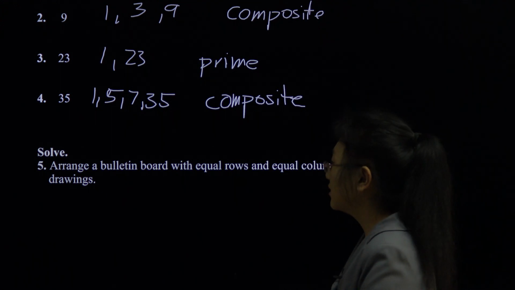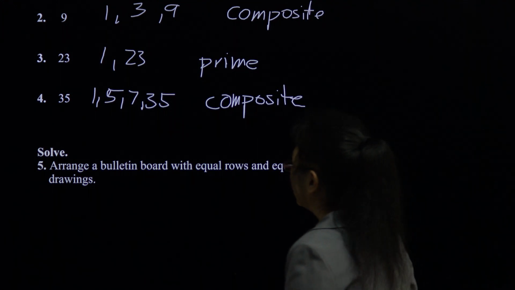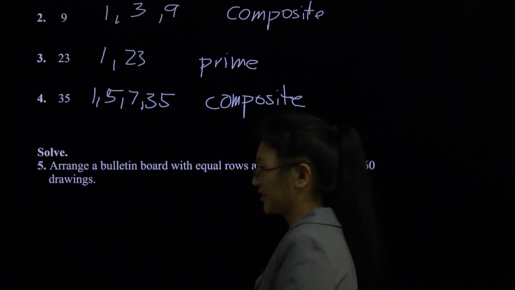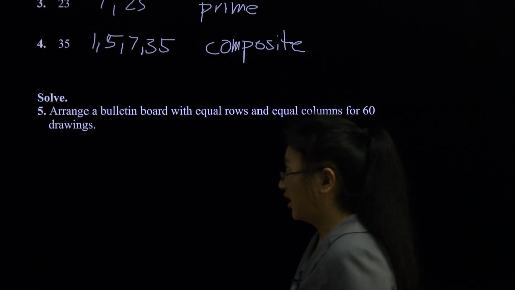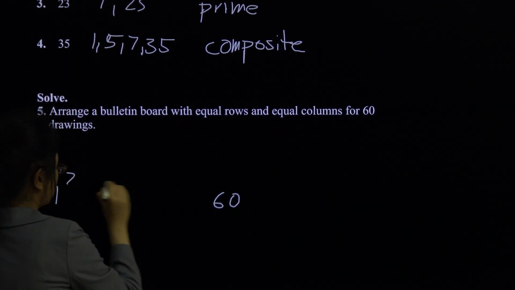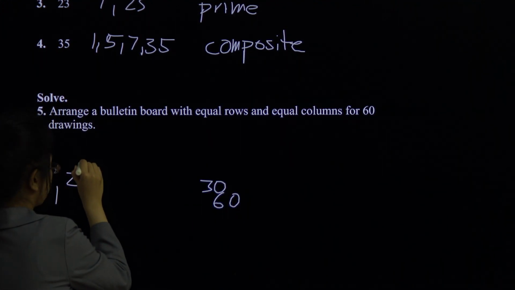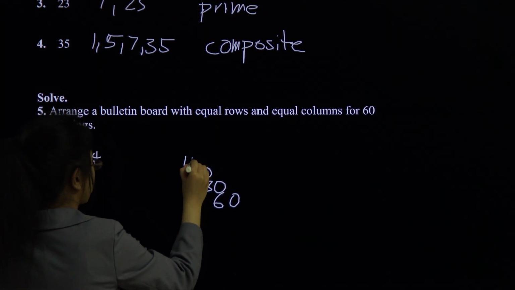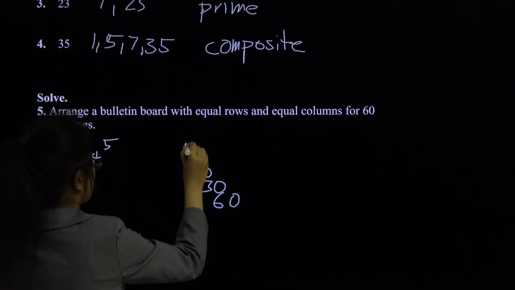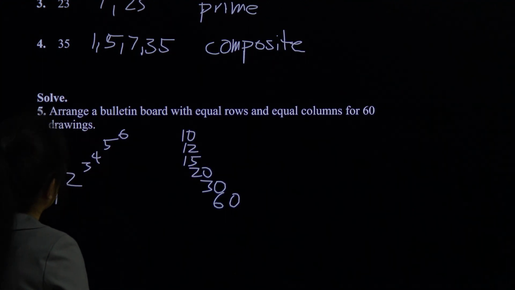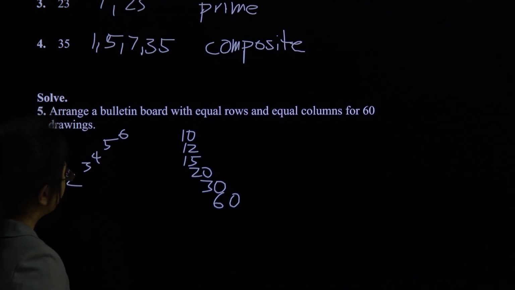Now we have the last question, but not time to slack off yet, kids. Solve. Arrange a bulletin board with equal rows and equal columns for 60 drawings. Oh god. 60 has a lot of factors. A lot of factors. I'm just going to put that out here. 1, 60, 2, 30, 3, 20, 4, 15, 5, 12, 6, 10. Any more? Nope.